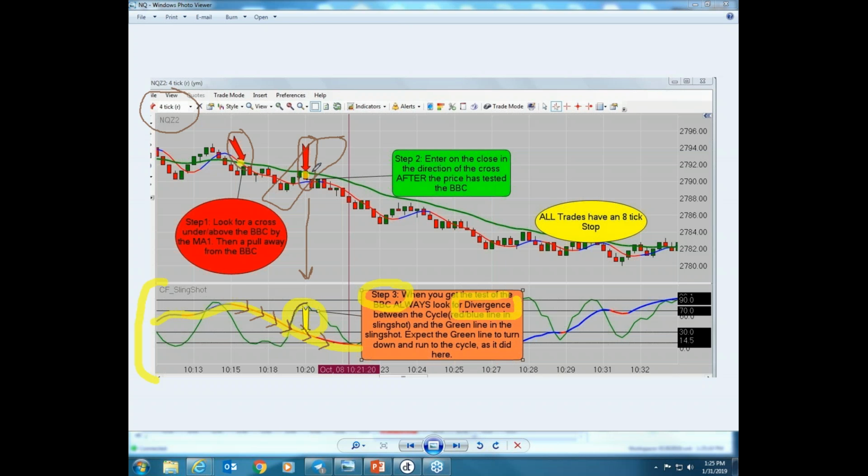So that's why you look for the confirmation or you wait for the down close, because you're looking for that extra variable to put the probabilities in your corner. So with the green line pulling away and the market action against the BBC, what this is suggesting is this is a selling opportunity in this ongoing downtrend, and we need to get short.